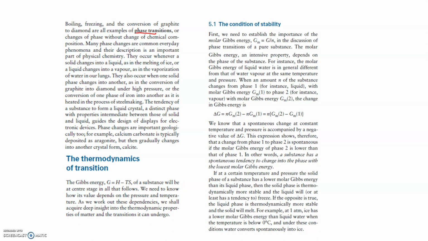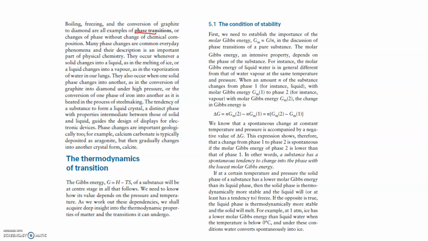So, the Gibbs energy, G, which is defined by G equals H minus TS, of a substance will be at the center stage of all of our following discussions. We need to know how its value depends on the pressure and temperature. As we work out these dependencies, we'll acquire a deeper insight into thermodynamic properties of matter and the transitions it can undergo. So let's talk about conditions of stability first.